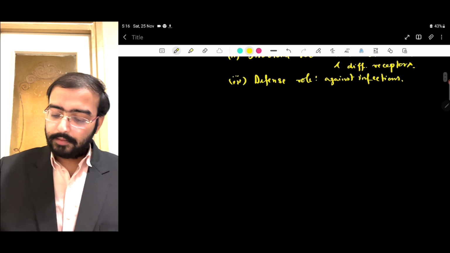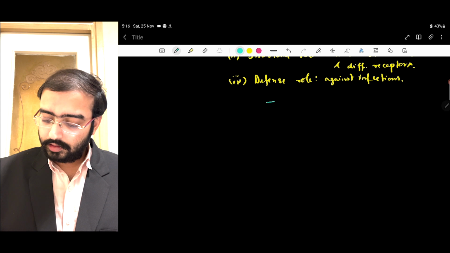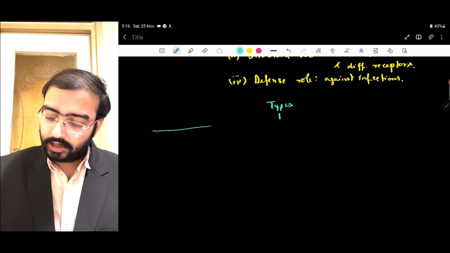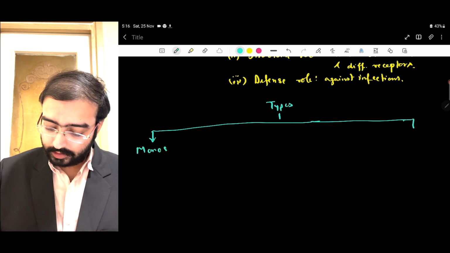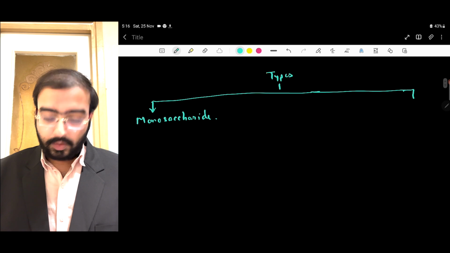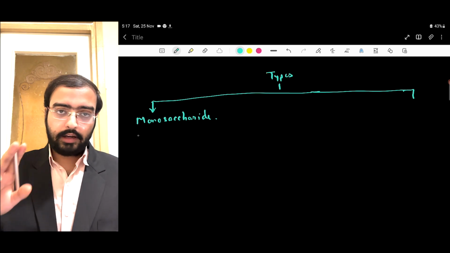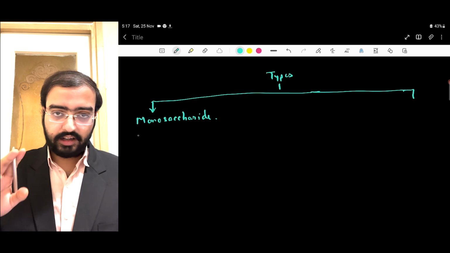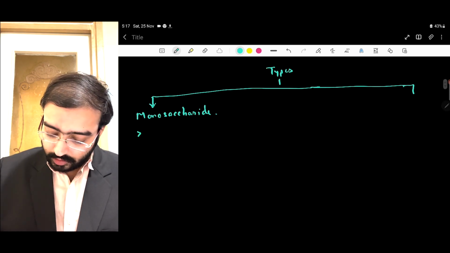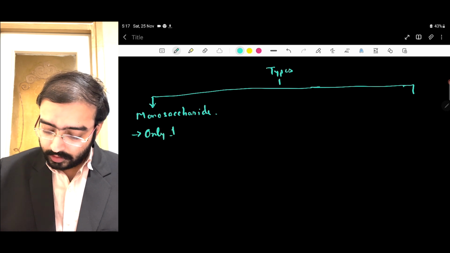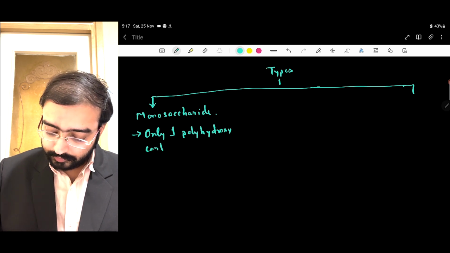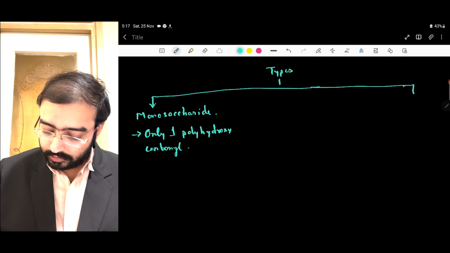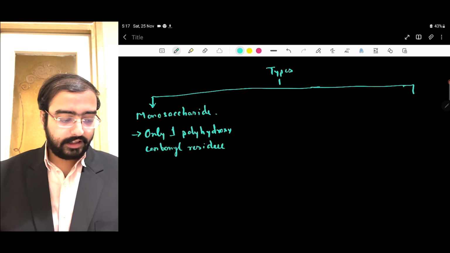Now, what are the types of carbohydrates? So, three types of carbohydrates are there: monosaccharide, oligosaccharide, and polysaccharide. Monosaccharide. So what is monosaccharide? Basically in monosaccharide, there will be only one polyhydroxy carbonyl residue. Okay.